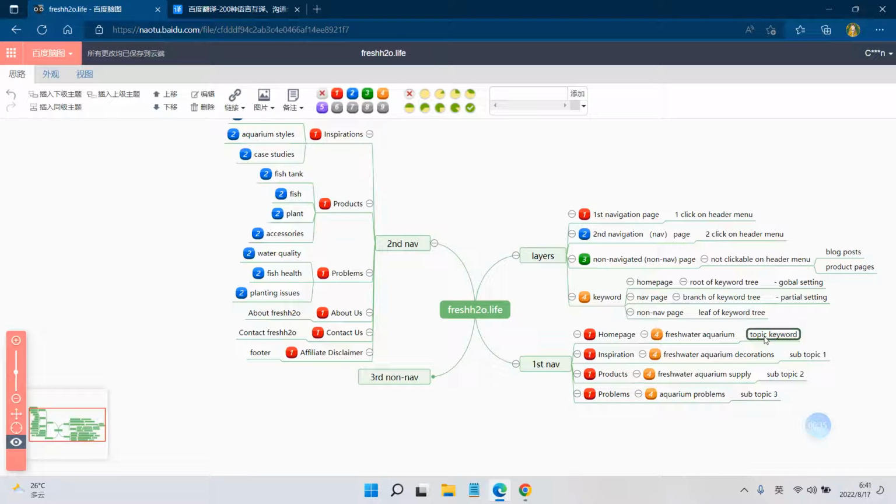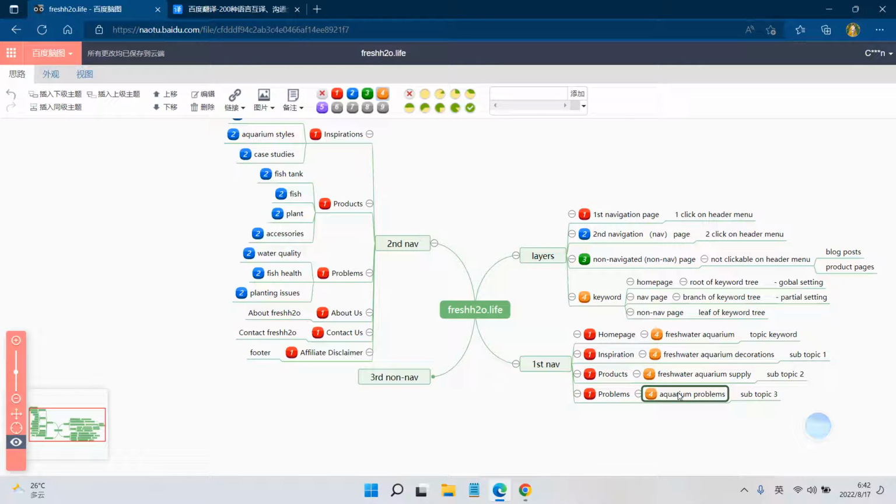Okay, this is the topic keyword, and this will be the subtopic, the first subtopic, and then there will be products. Then I assign freshwater aquarium supply as their focus keyword. So this will be the third problem, the third issue.